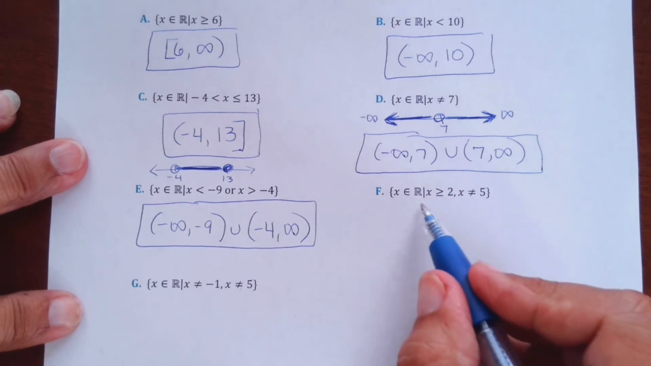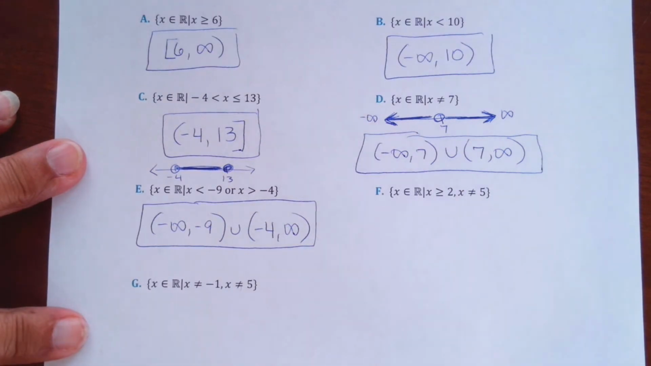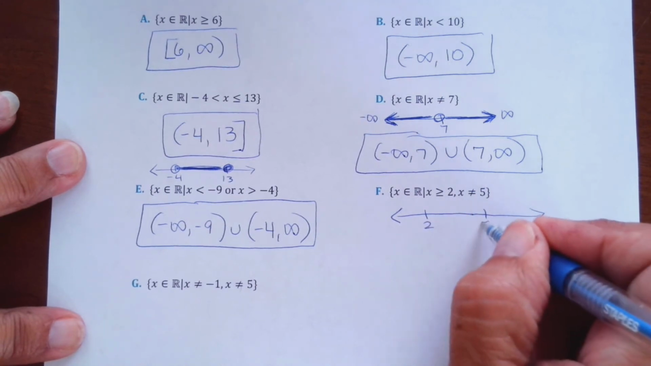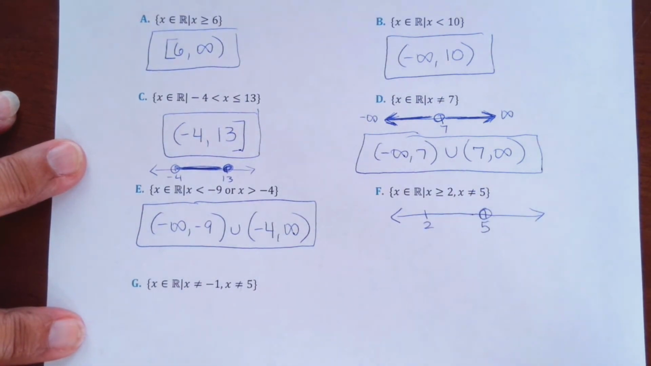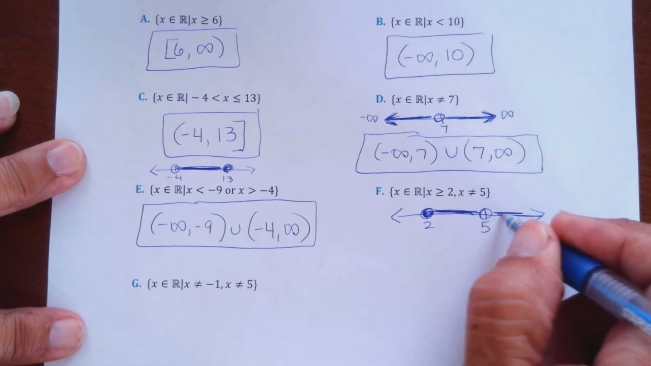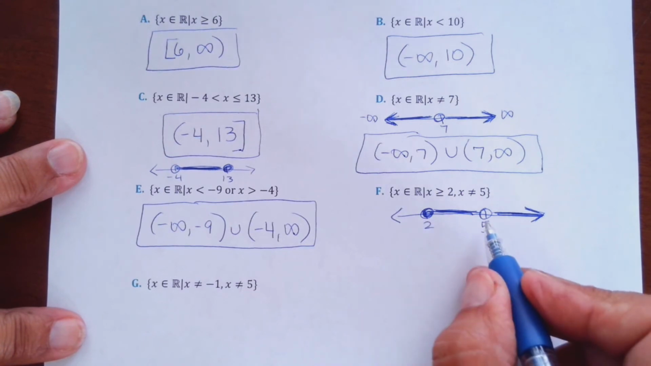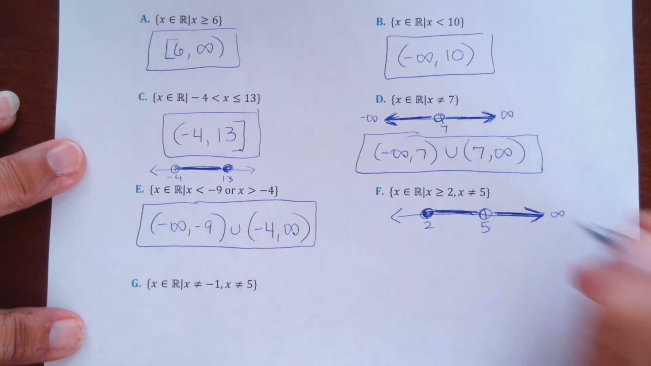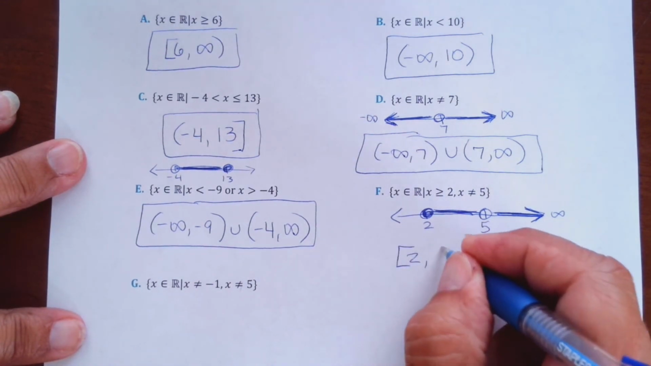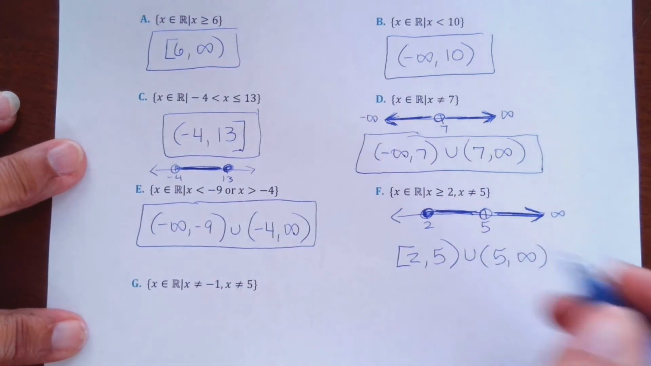All right. This says all real numbers greater than or equal to 2, but not 5. So maybe this would be another one we would want to graph. So we got 2 and we have 5. X can't equal 5, so that would be an open circle. Greater than or equal to 2 is everything greater than or equal to 2. So since I have a gap here, then I'm going to have two intervals. So 2 to 5 and then 5 to infinity. Okay, so anytime you got that open circle, you got to break it up. So this would be a bracketed 2, go to 5, don't include 5, and then you would have 5 to positive infinity.